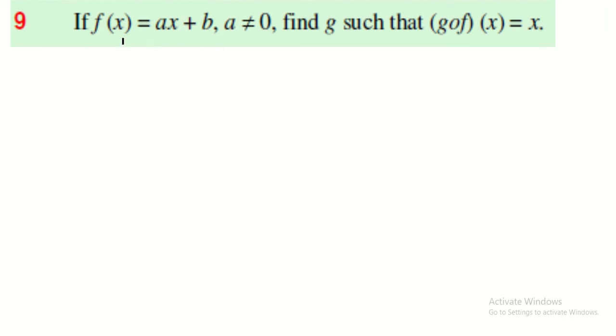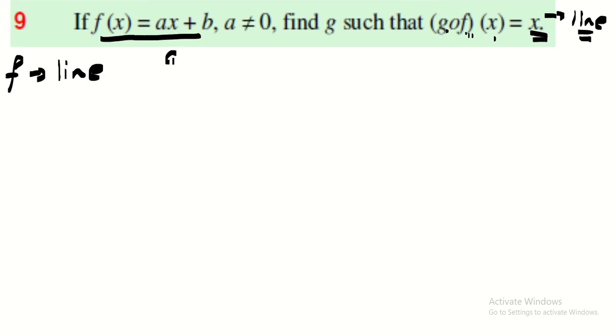Number 9. Question number 9, f of x is given to you and find g of x, but g of f of x has to be x. So the composition of the two, this is linear, by the way. Linear function, they are the outcome. So two functions composed that give you a linear function means the first one is already linear. So f is already linear, and g of f of x is also linear.